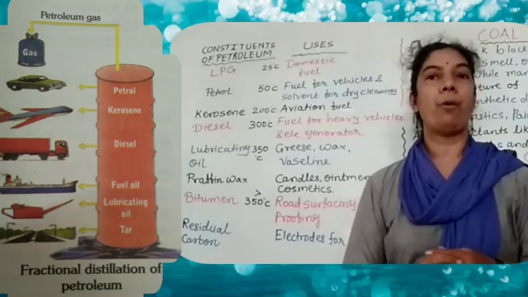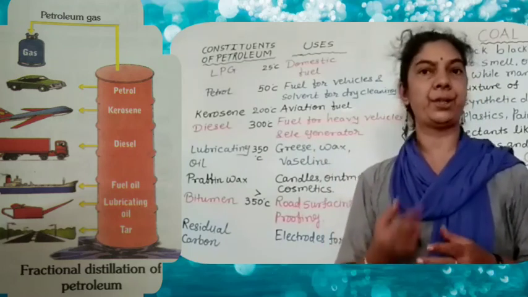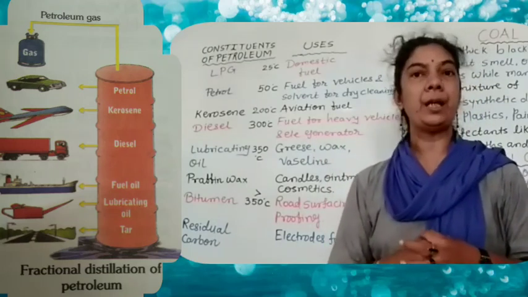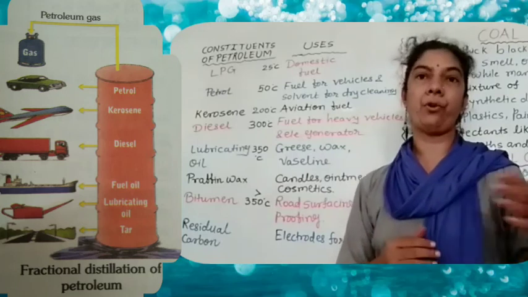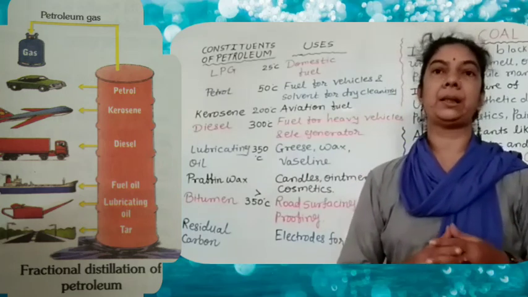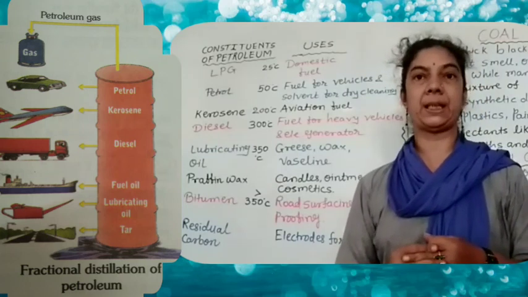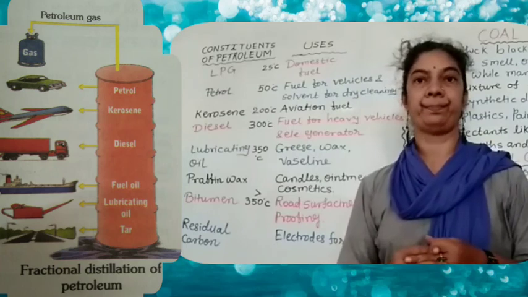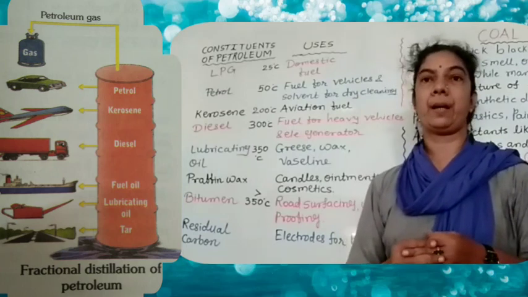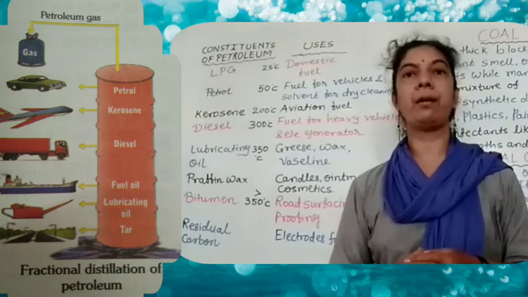From the combination of petroleum and natural gas, we can obtain petrochemicals, and petrochemicals are used for preparing plastics, polythene, and from that we are mainly making different types of synthetic fibers.